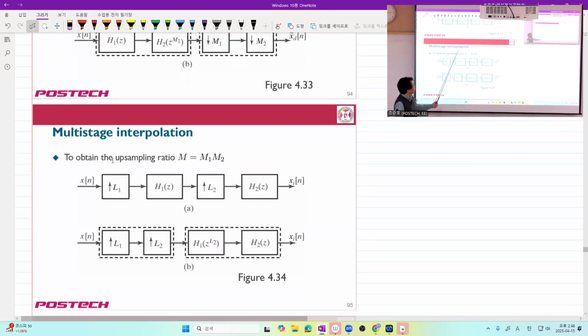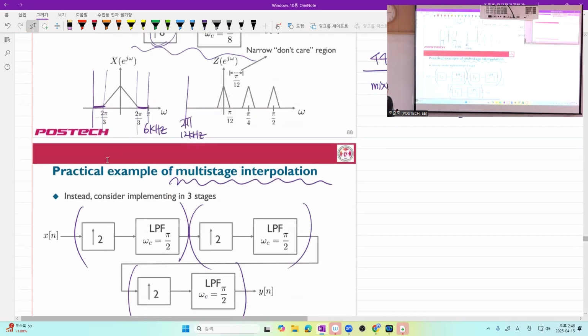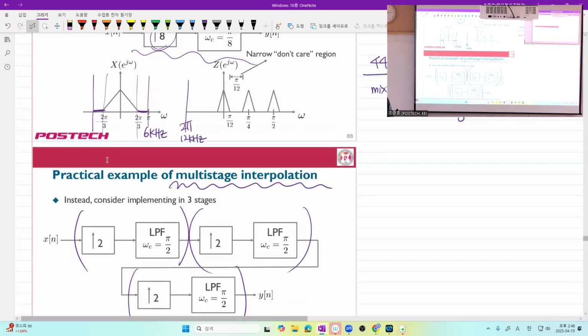Similarly, for upsampling, you also have what? Here, you change the order of these two, but here, again, you have the power raised to the L2, and you combine these two and combine that two, and this strange multi-stage representation can be easily understood. Got it? So here, you switch the order of these two to have a single upsampler and filter, and then that filter and this one switched, and you eventually have a single upsampler and a single filter. Got it?